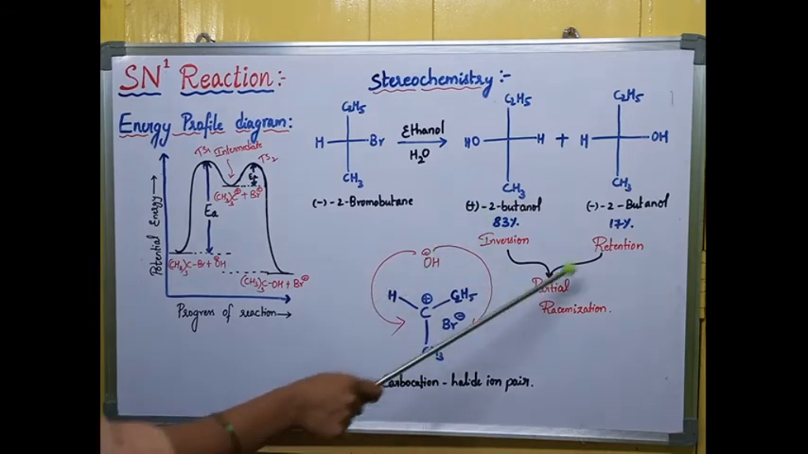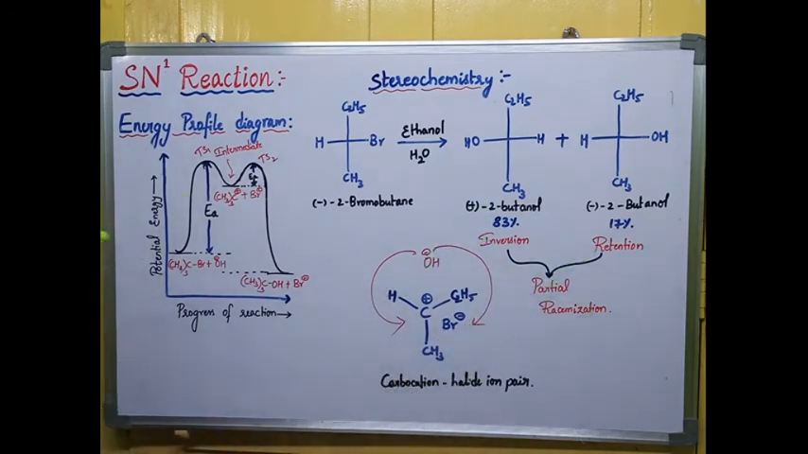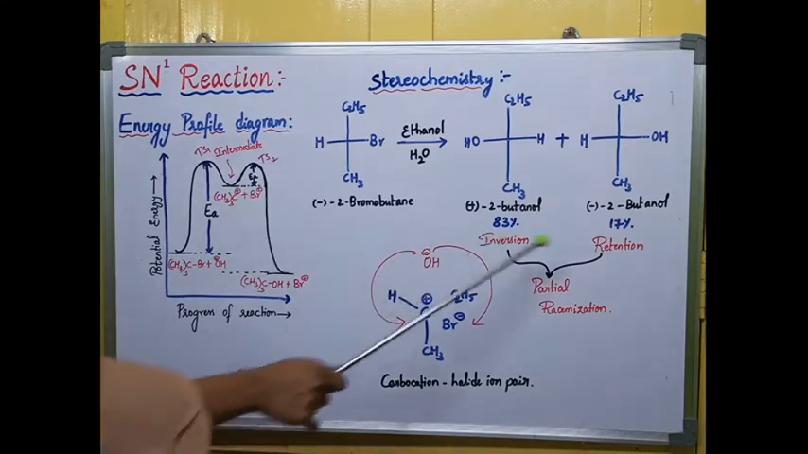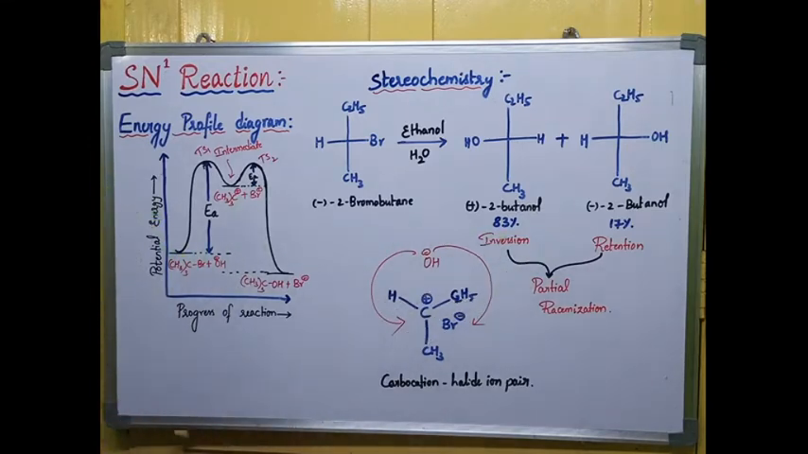We call this process partial racemization. A racemic mixture of inverted and retention product is forming, hence we call this partial racemization. Now we'll see why we are getting partial racemization. So we look at the carbocation structure, the carbon which has three groups around itself. Three groups means it is trigonal planar in structure, with sp2 hybridization.